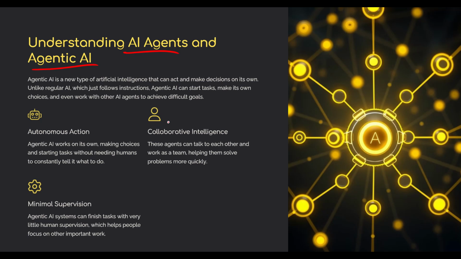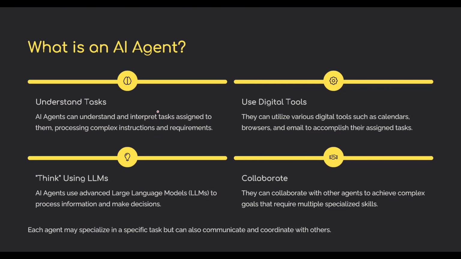Before understanding agentic AI, let's first see what an agent is. So what is an AI agent? An AI agent is something that can understand tasks. That means AI agents can understand tasks assigned to them, process them, and complete the action without any human interruption. First, if a human gives an input, there is no need to give any constant input afterwards.